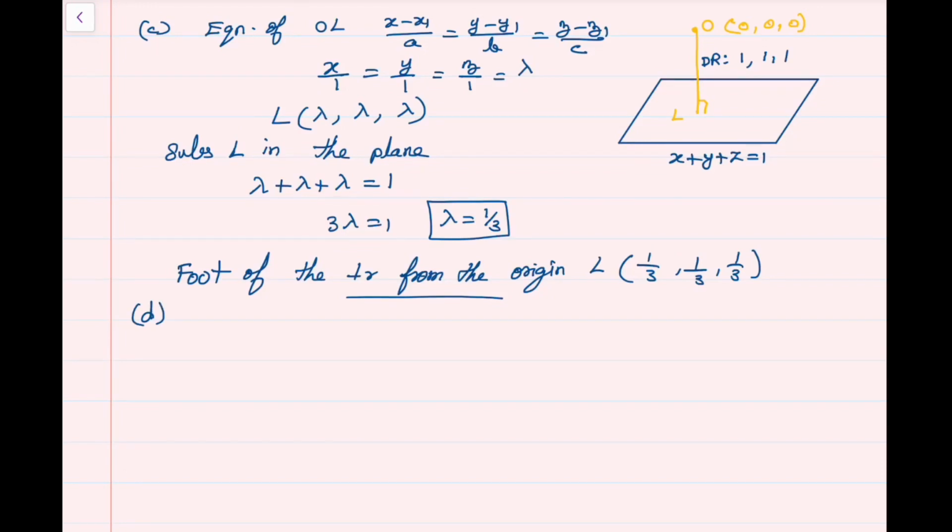D subdivision. The equation is 5y plus 8 is equal to 0. Let us draw OL perpendicular to the plane. L is the foot of the perpendicular. O is the origin 0, 0, 0. Any perpendicular line is the normal to the plane. We can take the coefficients of x, y, z as drs of the normal. Coefficient of x is 0, coefficient of y is 5 and z coefficient is 0.